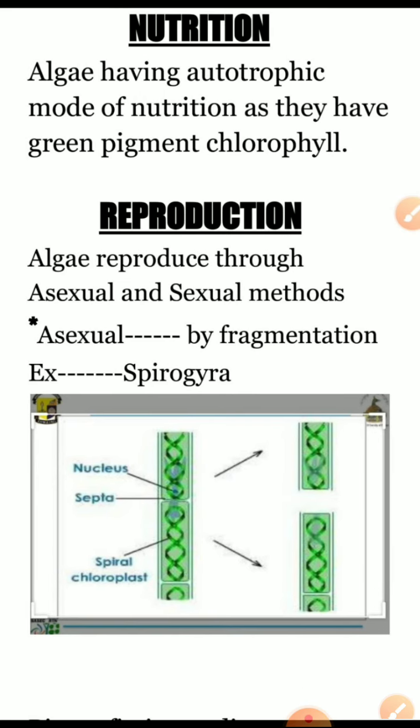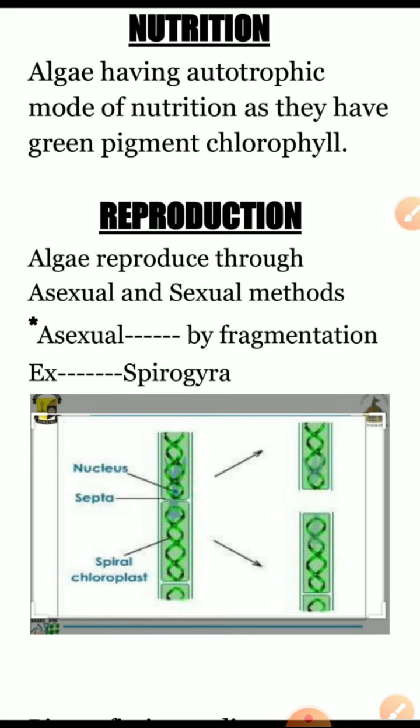Now we move on: what is their nutrition? As I told you, these algae have a green pigment called chlorophyll, so basically they have an autotrophic mode of nutrition. They have green pigment, which means their mode of nutrition is only autotrophic, not saprophytic, not parasitic, or any other.